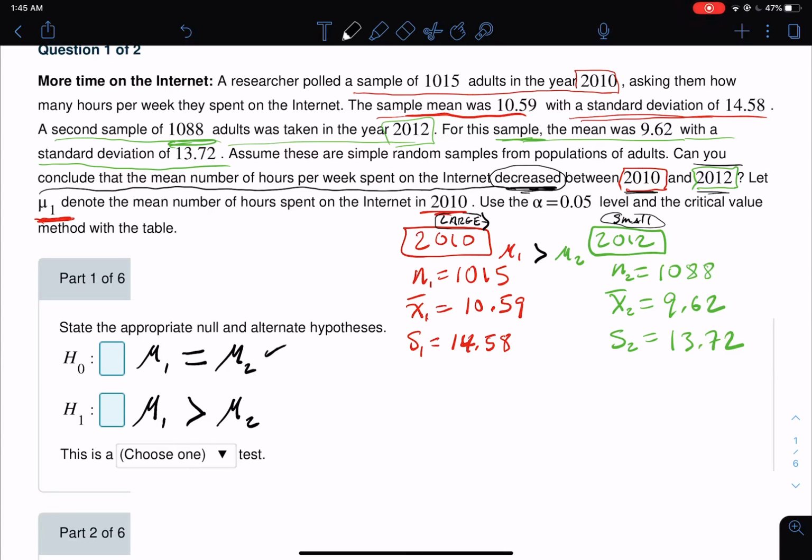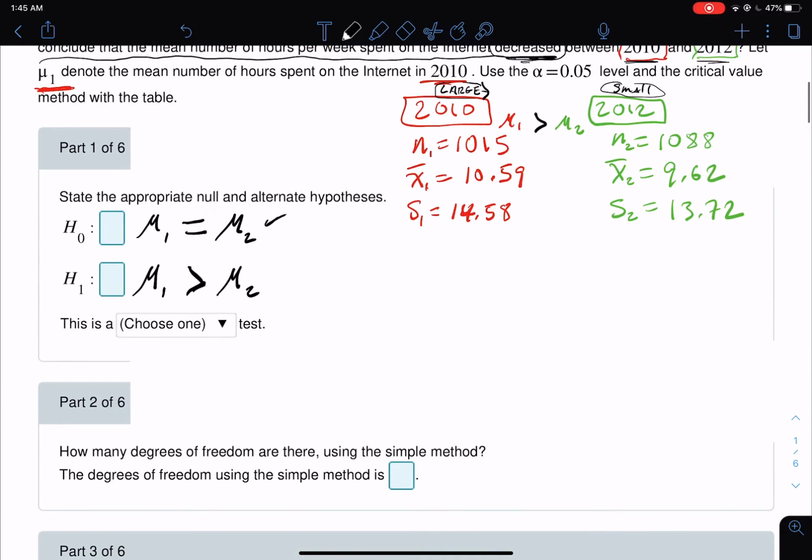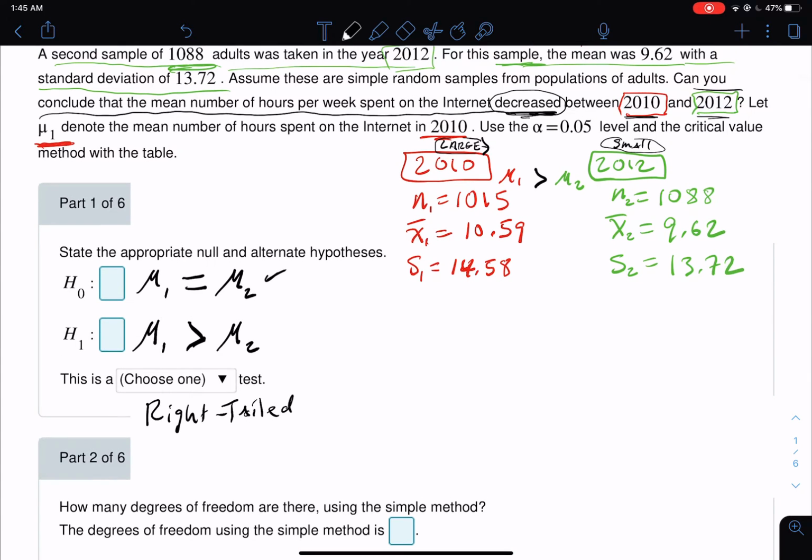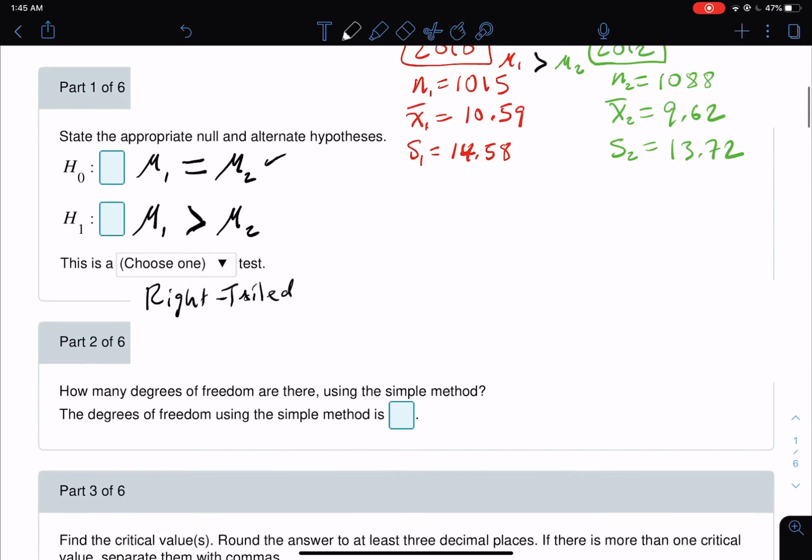So because this is a greater than symbol, this is going to be what type of test? It's going to be a right-tailed test. Okay, so we got all that great information that I got to refer back to. Okay, let's see. Next. How many degrees of freedom are there?